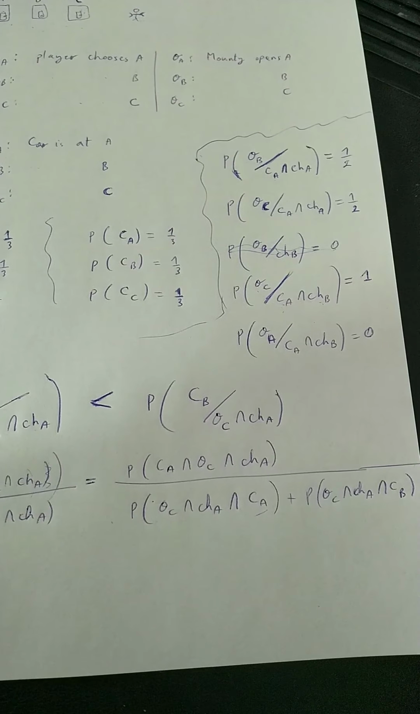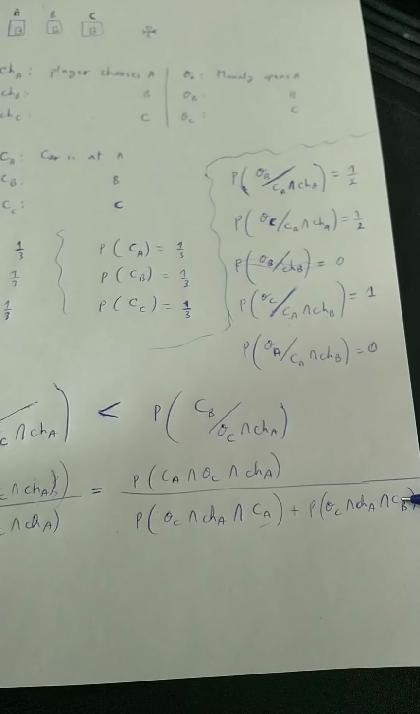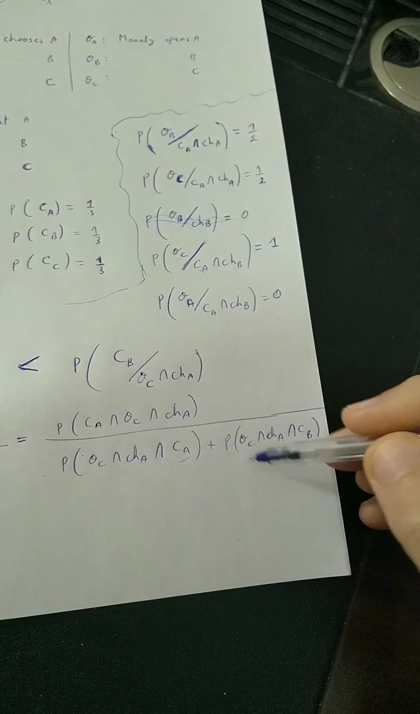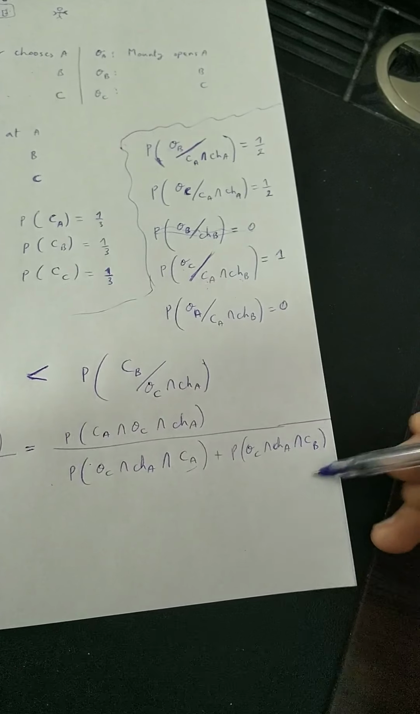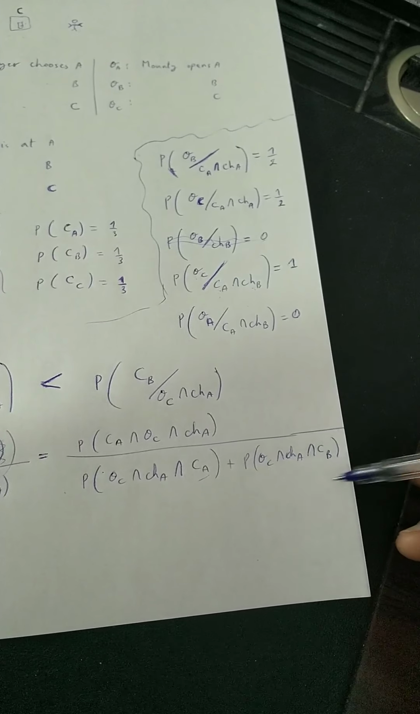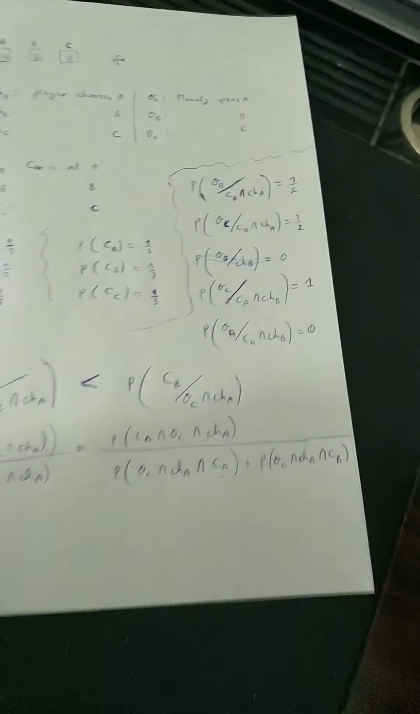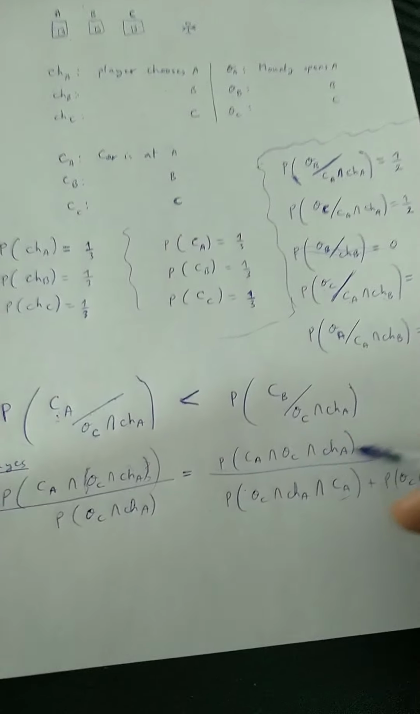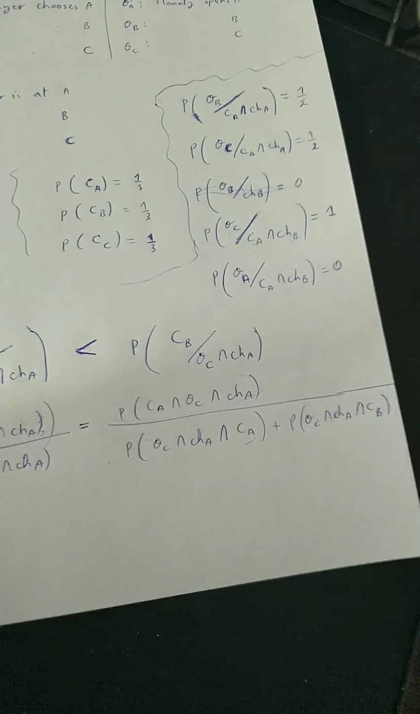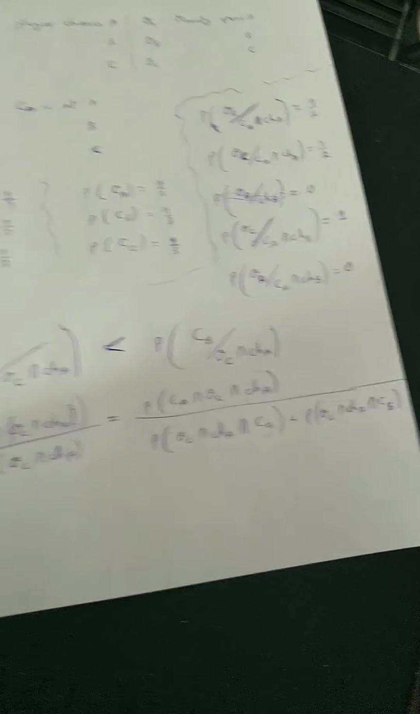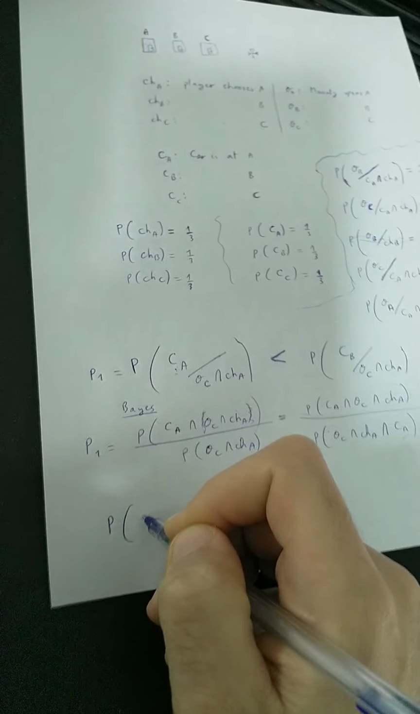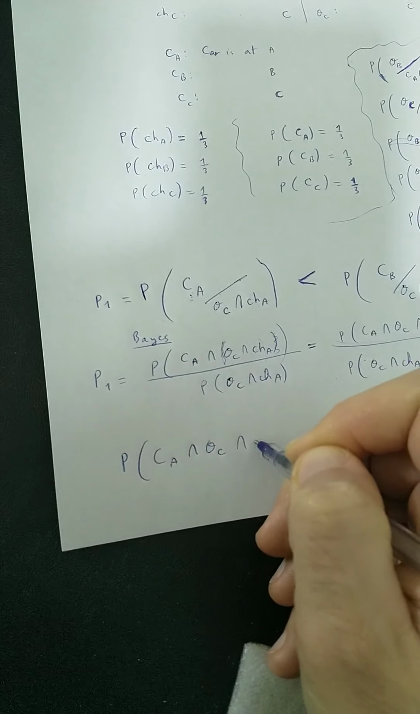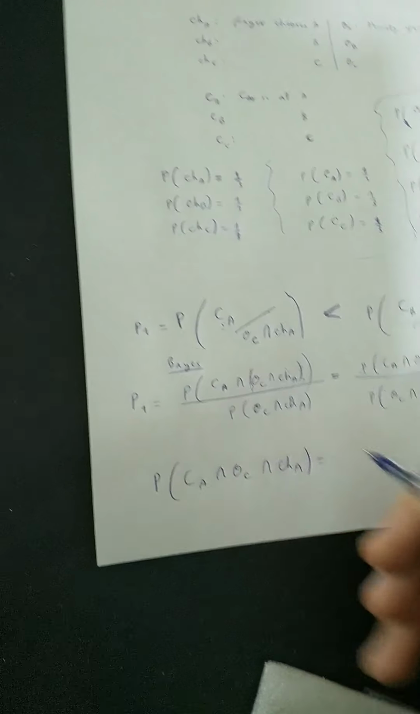because if we were to put intersection C and the plus OC CHA CC, this cannot happen. If you open C, you cannot choose the car at C. So that's it. This is evident. So now we have to find this value and we have to find that value. The probability that CA intersection OC intersection CHA. Now what is that probability?